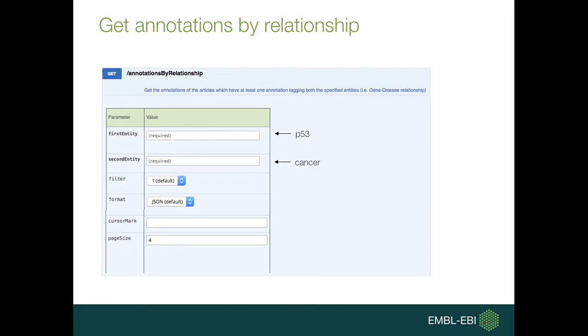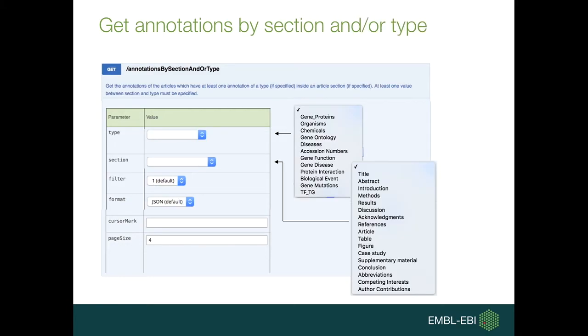Get Annotations by Relationship deals specifically with two types of annotations: relations between genes and diseases, and relations between transcription factors and their target genes. This module allows you to retrieve annotations for associations between two entities of interest. For example, P53 and cancer. So this means that you will need to input two entities. Again, those could be single words or they could be phrases.